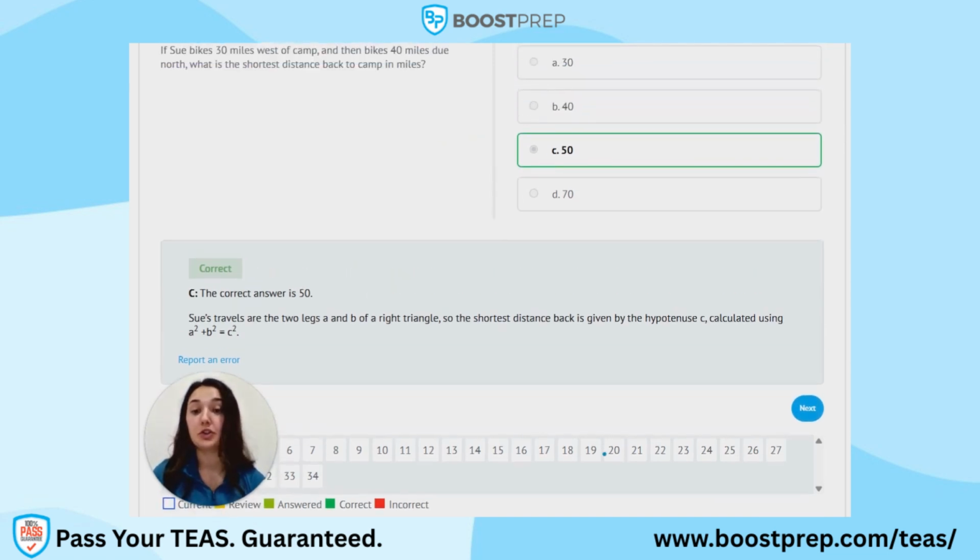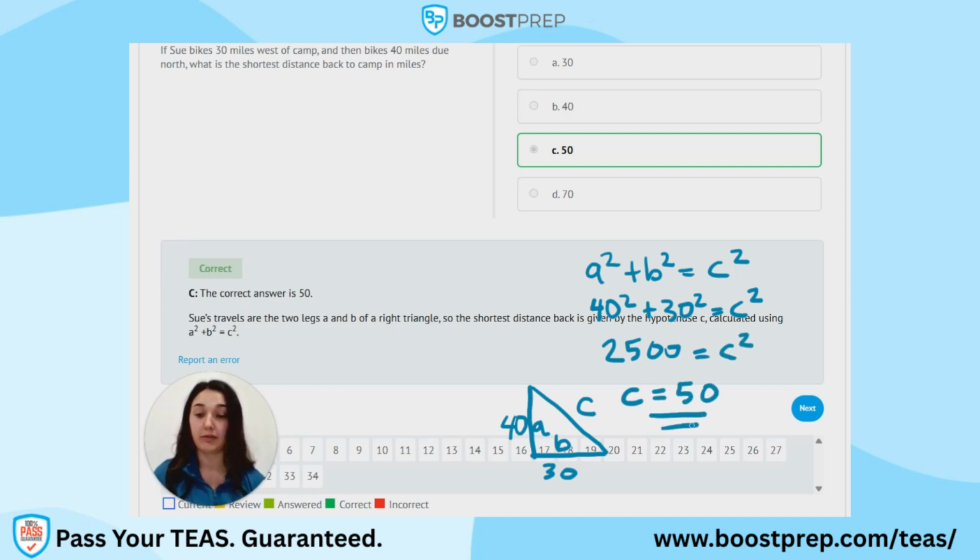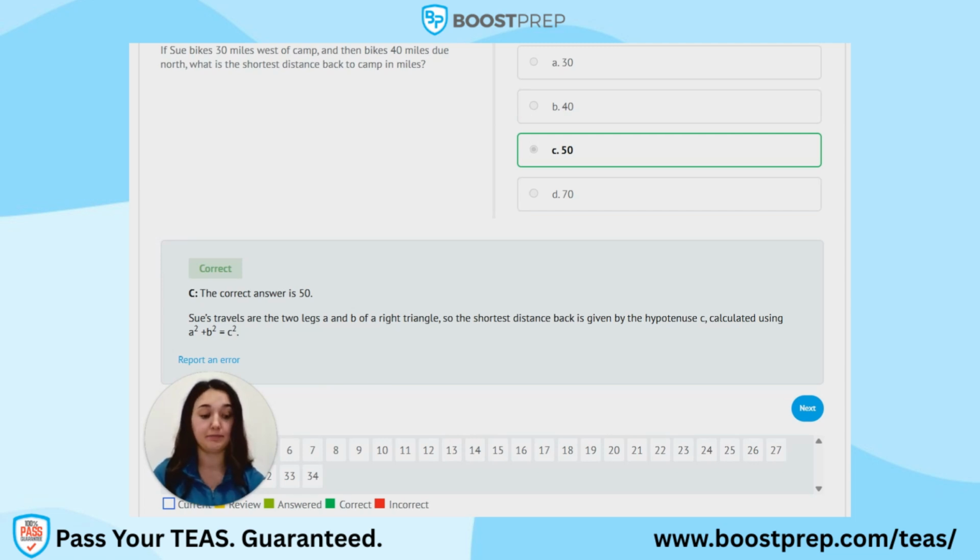So Sue is traveling 2 legs, A and B, of a right triangle. The shortest distance back is given by the hypotenuse, which is C. You calculate this using A squared plus B squared equals C squared. So you do 40 squared plus 30 squared equals C squared. That gives you 2500 equals C squared. You take the square root of 2500, and you get 50.